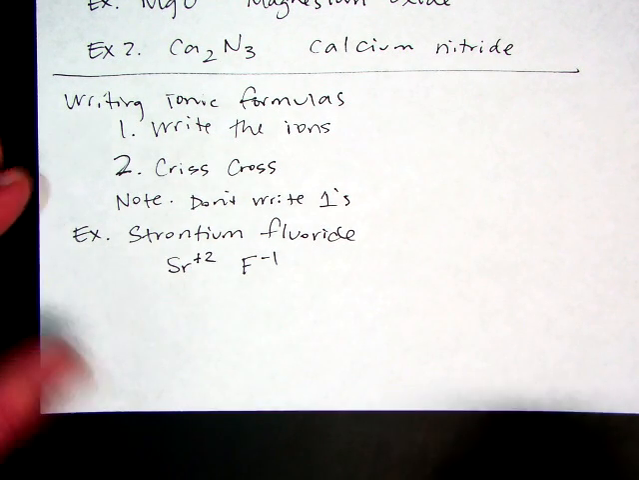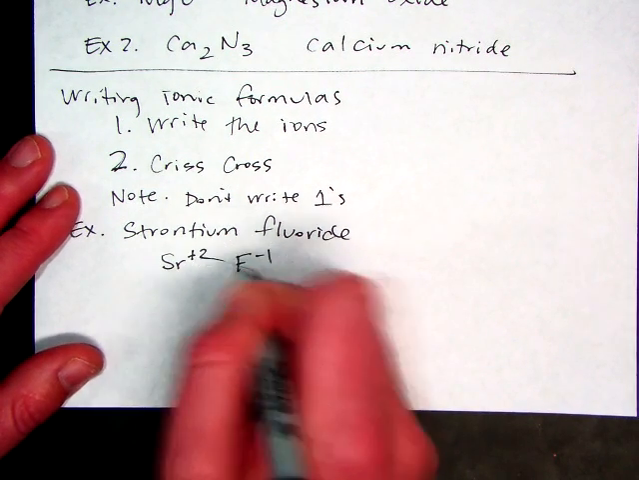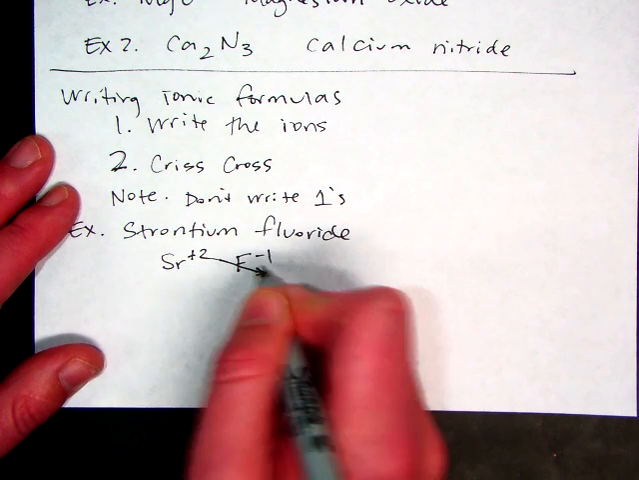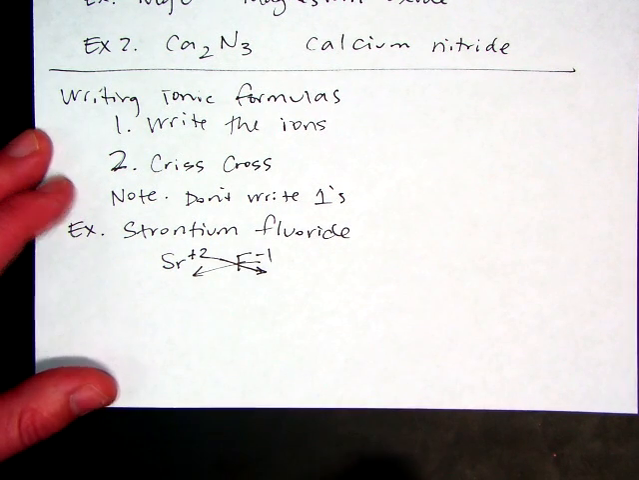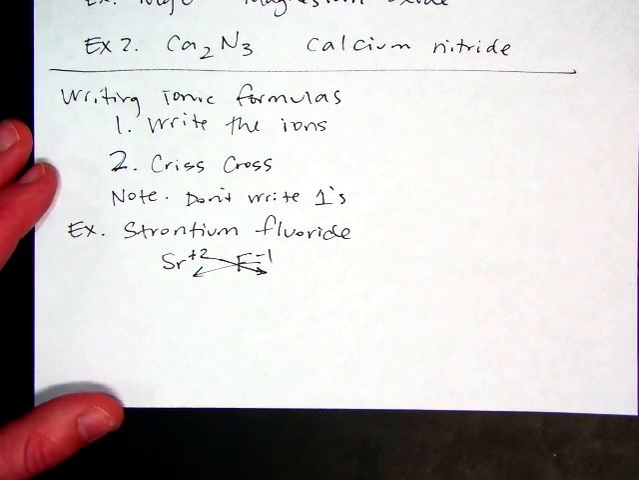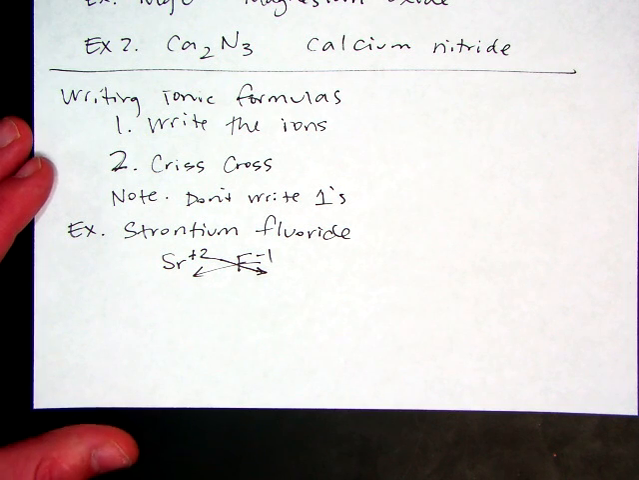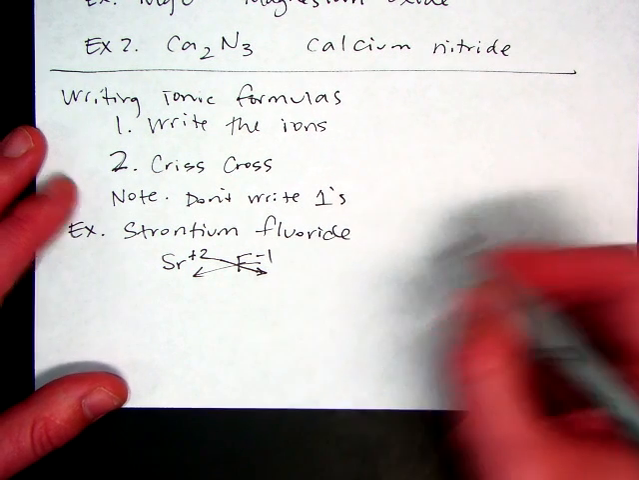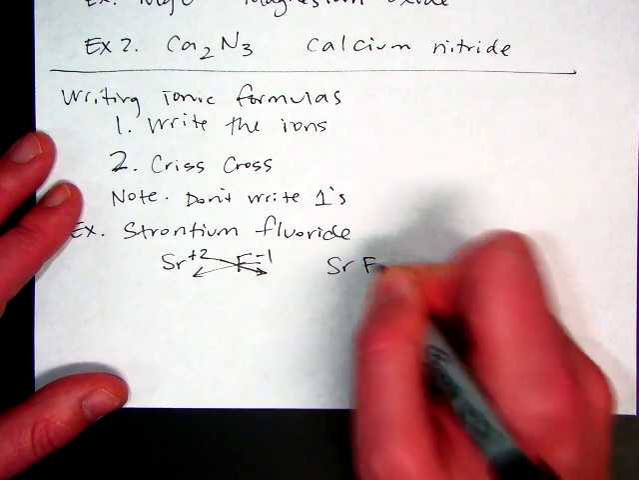That's the math way. The easy way is to take this 2 and put it right there. And take that 1 and put it there. But don't write the ones. And don't move the charges. The charges go away. It's a little trick, a little mathematical trick. Some David Blaine stuff. Okay? So the formula becomes SrF2. That's it.